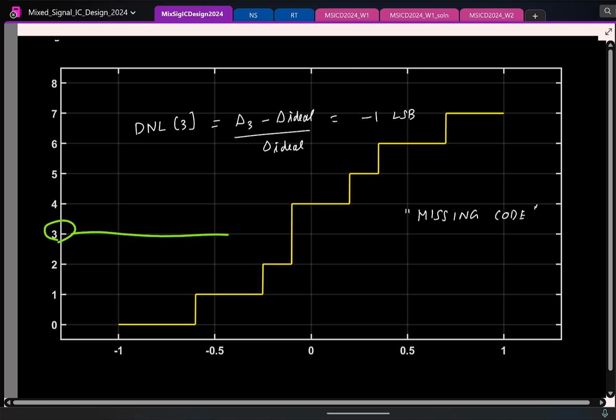So if you have a missing code, it means that my DNL will be minus 1. So typically that's why we don't want DNL to reach minus 1. You want it to be within minus 1 to plus 1.